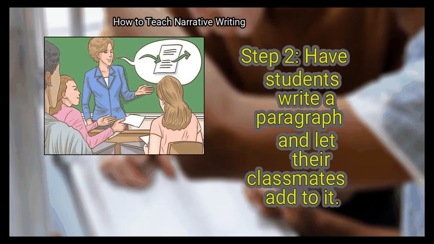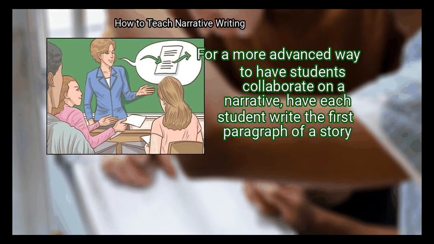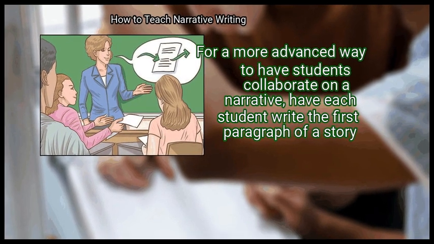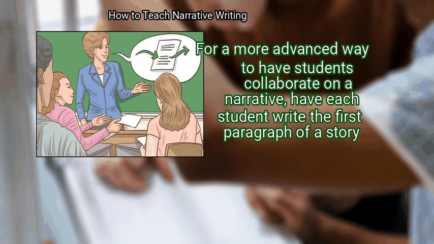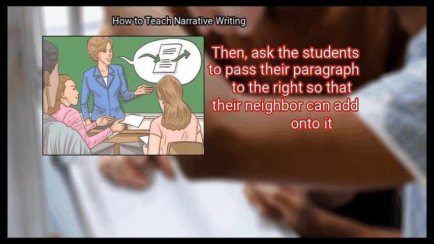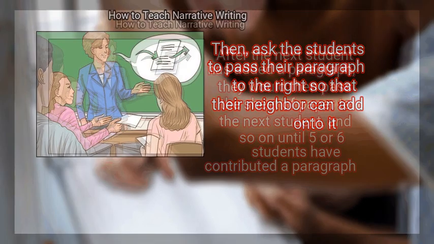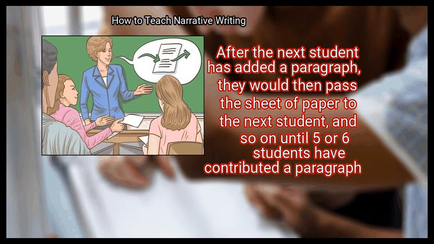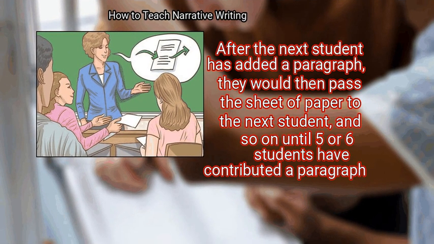Step 2. Have students write a paragraph and let their classmates add to it. For a more advanced way to have students collaborate on a narrative, have each student write the first paragraph of a story. Then, ask the students to pass their paragraph to the right so that their neighbor can add on to it. After the next student has added a paragraph, they would then pass the sheet of paper to the next student, and so on until 5 or 6 students have contributed a paragraph.